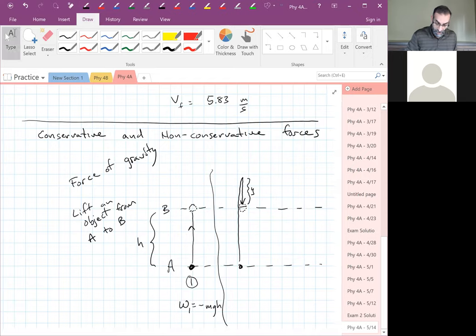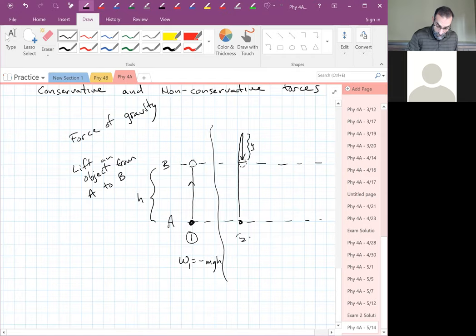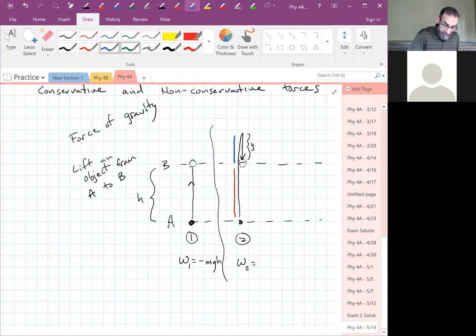So let's see what we've got. The work done, we'll call that path two. We could break this up into three sections, right? We've got this red section here, and we've got the blue section where we go past, and then we've got the green section over here where it comes back down, right? So this is gonna be the work done on the red section. We just figured that out, right? Minus MGH.